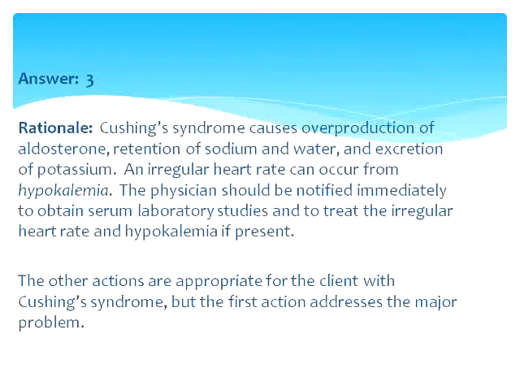All right. Cushing syndrome causes overproduction of aldosterone, retention of sodium and water, and excretion of potassium. An irregular heart rate can occur from hypokalemia. The physician should be notified immediately, because you need an order to do a serum potassium level and treat the irregular heart rate and hypokalemia at present. The other actions are appropriate for Cushing syndrome, but the first action addresses the major problem.